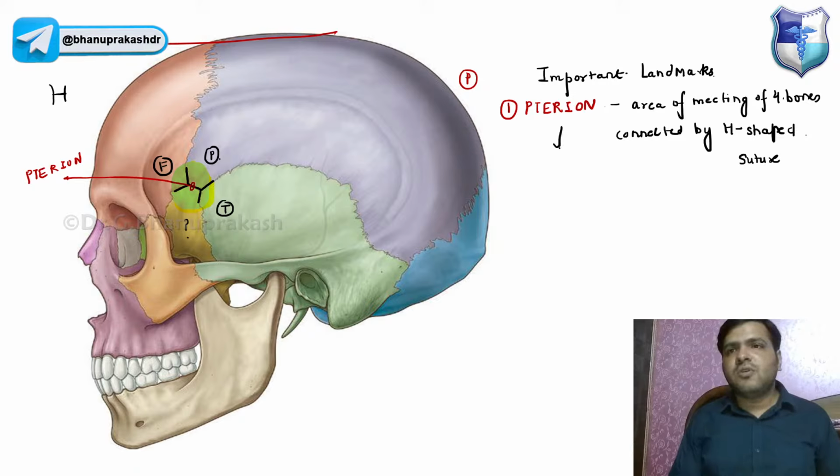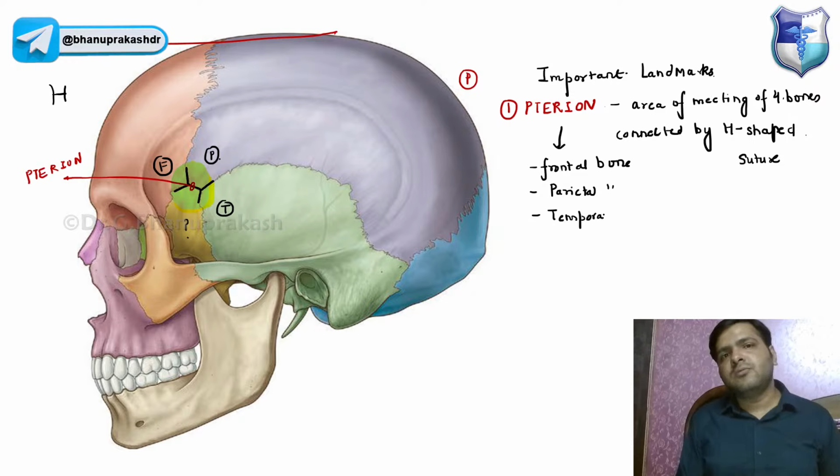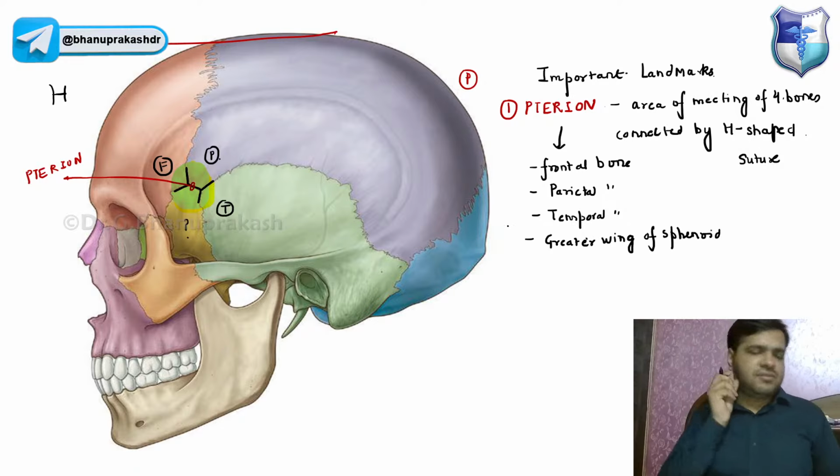Connected by four bones. You already know we have the greater wing of the sphenoid. And guys, remember we have the frontal bone, then the parietal, the temporal, and the greater wing of sphenoid. These are the bones which are forming this area, right?